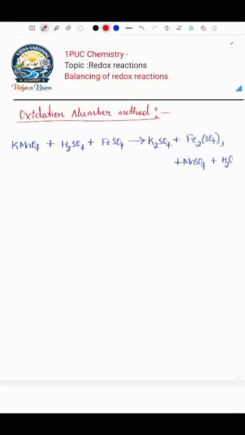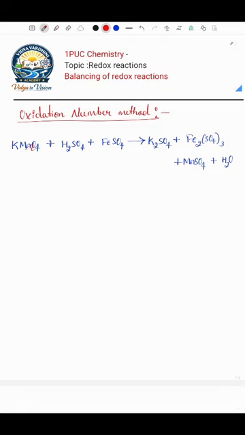In this video, we are discussing balancing of redox reaction by using oxidation number method. Here is the equation which is given. The first step which we are supposed to follow is writing the equation. It is already done. Then calculate the oxidation number of the element which undergoes oxidation and reduction.